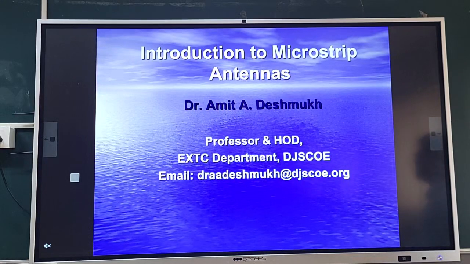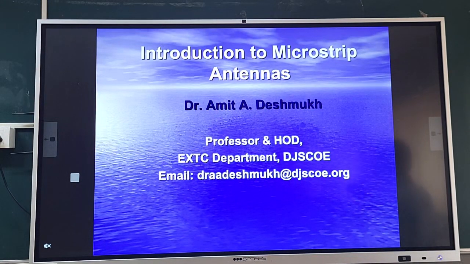So why that kind of antenna is being developed and designed, all those details, all fundamentals related to these basics of microstrip antenna we are going to cover. Our main stress or main focus will be on the regular shape designs. As you will know, a microstrip antenna can be of any shape, so our main focus will be on the regular shape designs.